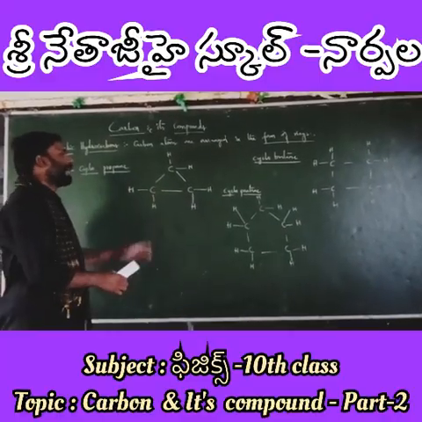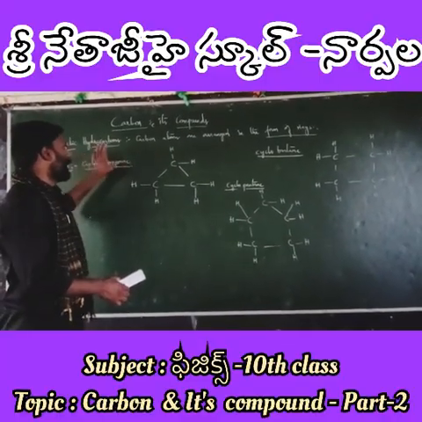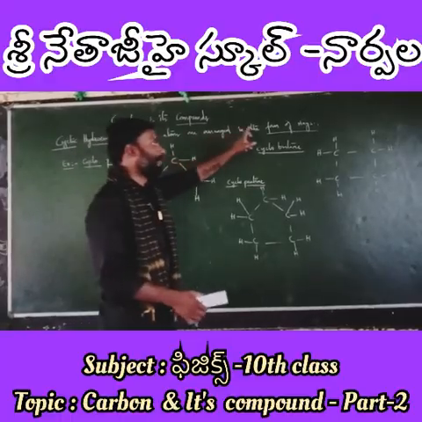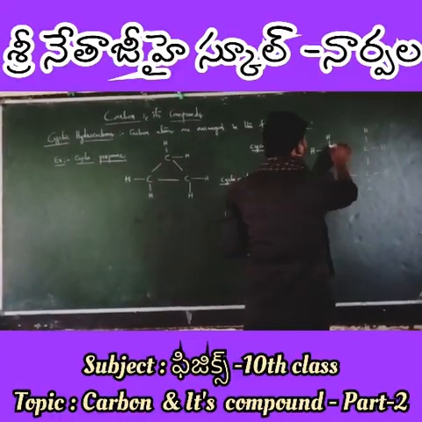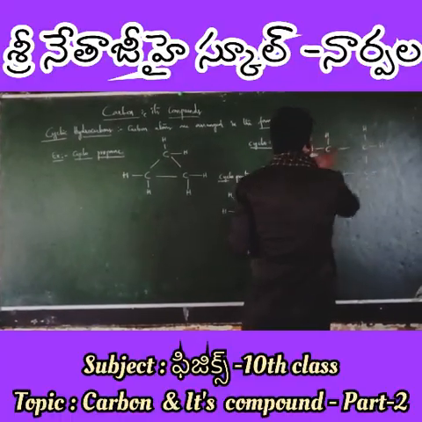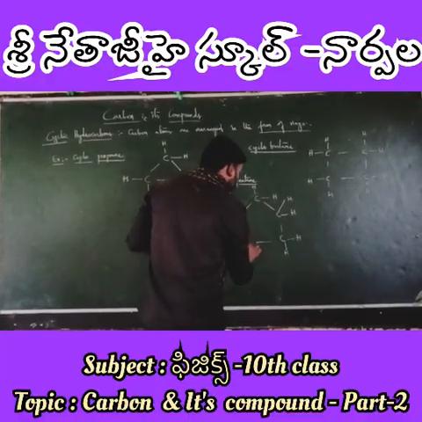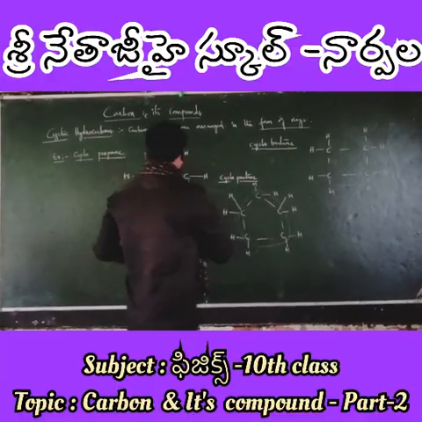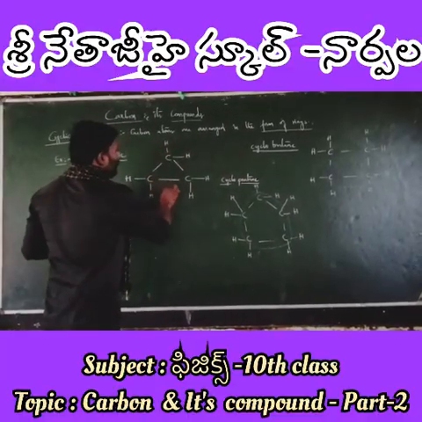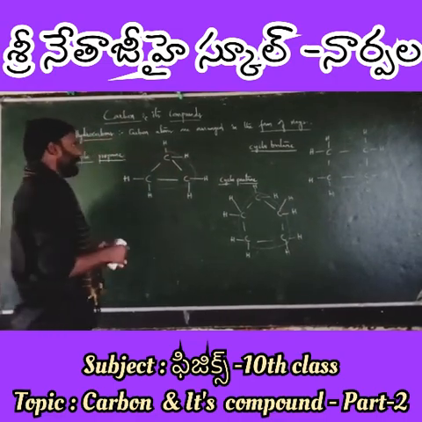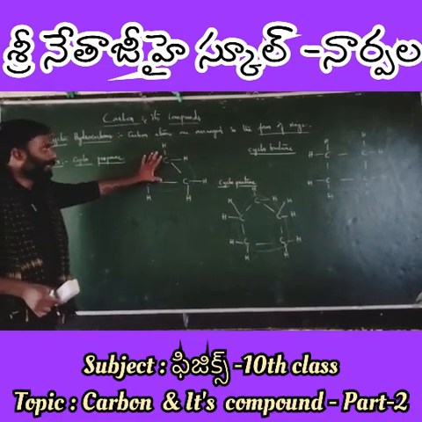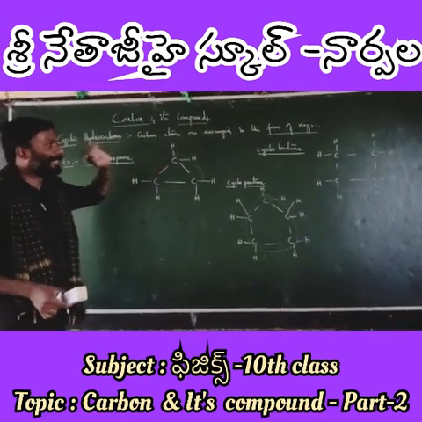So cyclo means the carbon atoms should be arranged in the form of a ring. So this is a ring. This is a ring. This is a ring, closed ring, cyclic. This is a closed ring. And it should also satisfy the basic rule of carbon, that is the rule of tetravalency.